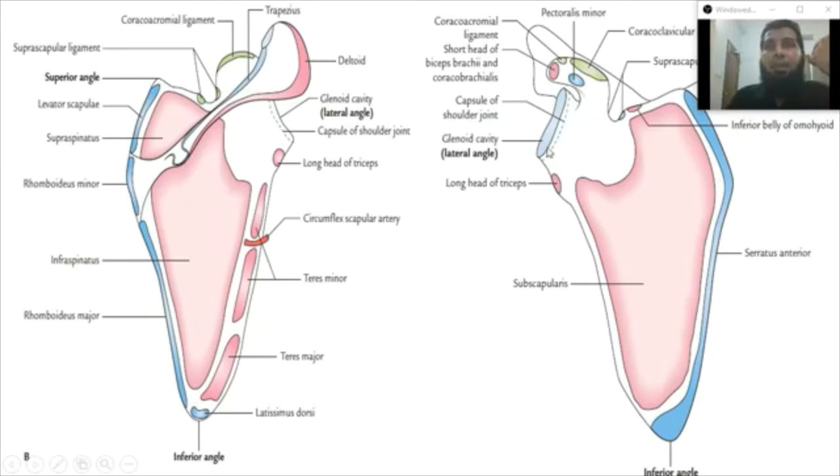So the supraglenoid tubercle gives attachment to the long head of biceps, and the infraglenoid tubercle gives origin to the long head of triceps.